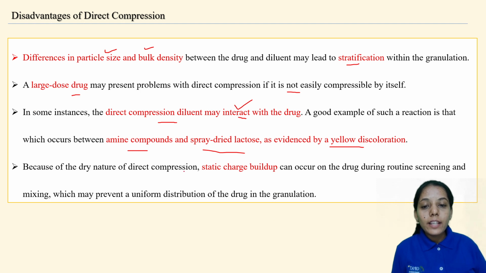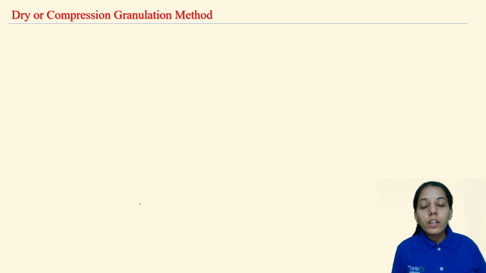And the next one is that, because of the dry nature of direct compression, static charge buildup can occur between the drug particles during routine screening and mixing, which may prevent a uniform distribution of the drug in the granulation. So because of this static charge buildup, uniform distribution may not occur. So these are some of the disadvantages of direct compression.